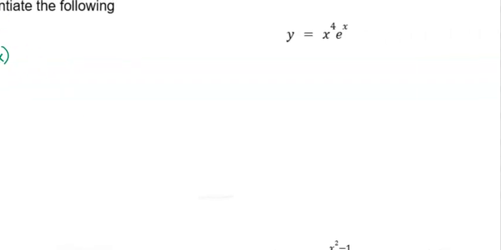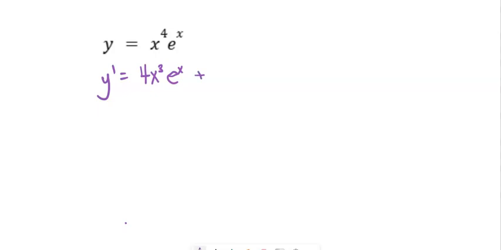Let's try it out. In this one, I've got the product rule here. So I'm going to have the derivative of the first, which is 4x cubed, and I'm going to just keep the second. Now I'm going to add keep the first and the derivative of the second. So the derivative of e to the x is e to the x, and then the derivative of x, which is just 1.